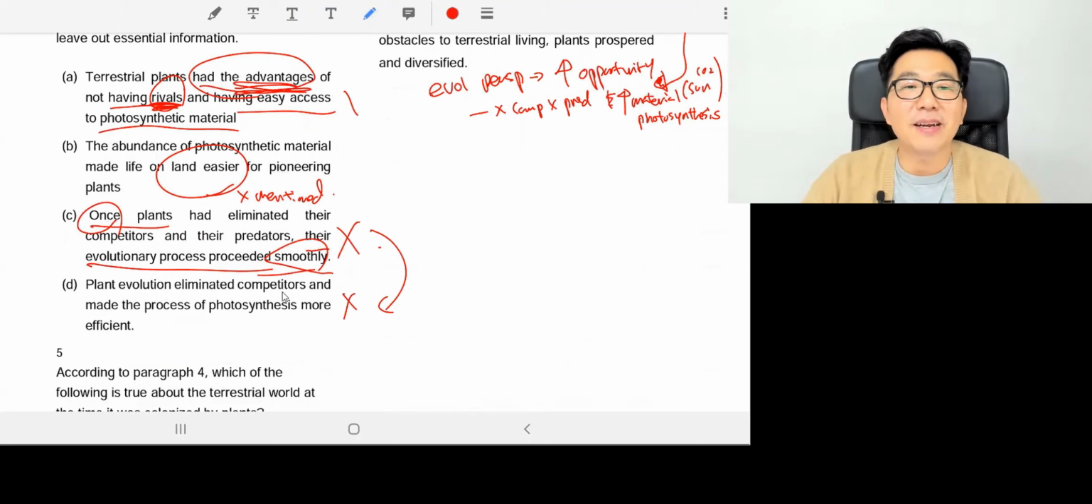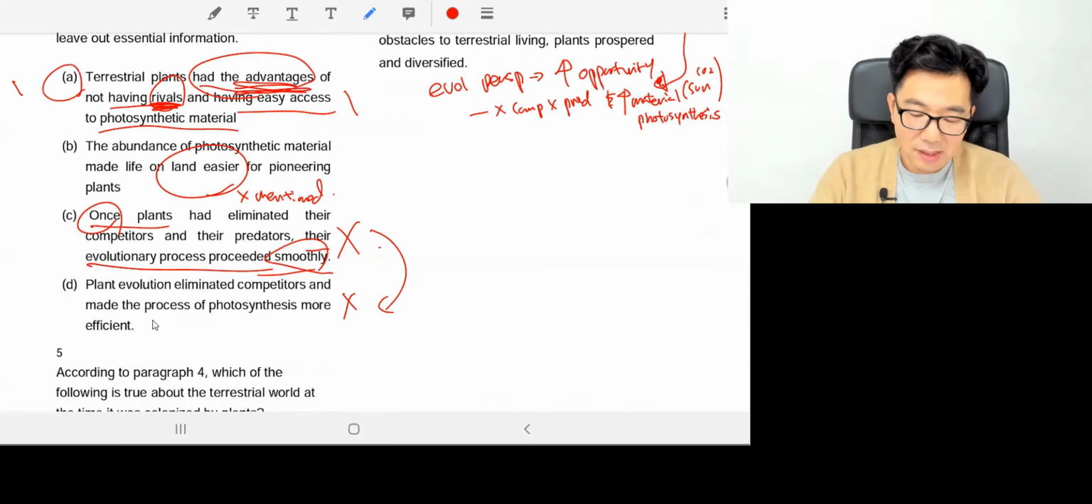Plant evolution eliminated competitors. This is the subject, this is the verb. So plant evolution got rid of, removed competitors. Makes no sense. Made the process of photosynthesis more efficient: totally different meaning. So actually the answer is A.